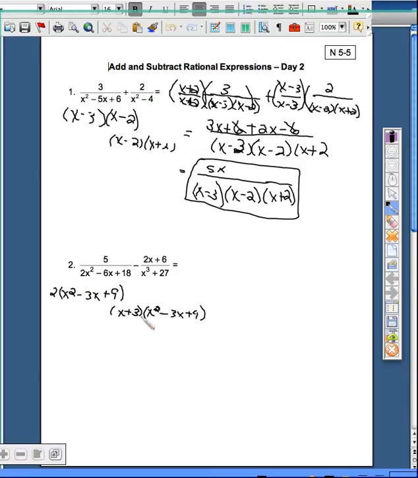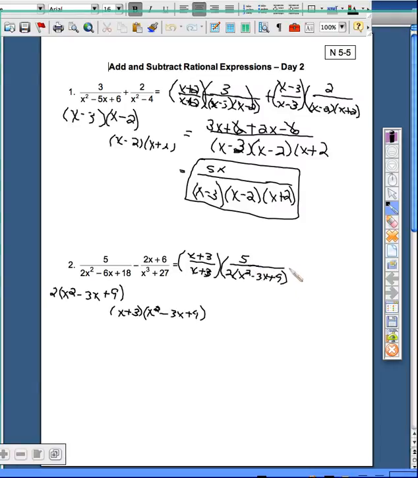These match, so they have that in common, but the second one is missing a 2, and the first one is missing x plus 3. So we have to multiply this first fraction by x plus 3 over x plus 3, or in other words, by 1 in the form of x plus 3 over x plus 3. And we multiply that by the 5 over 2 times x squared minus 3x plus 9.